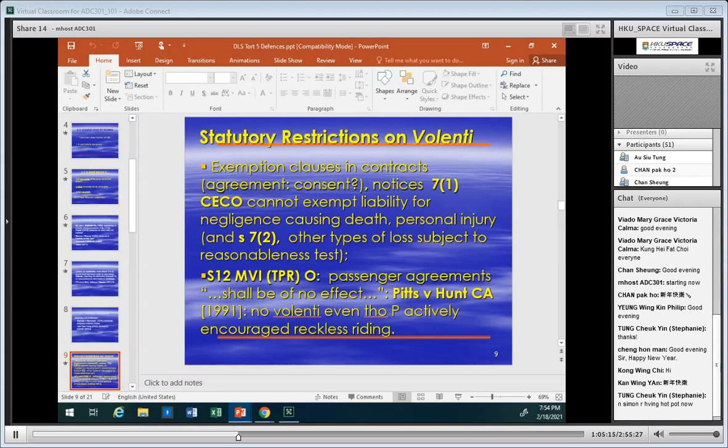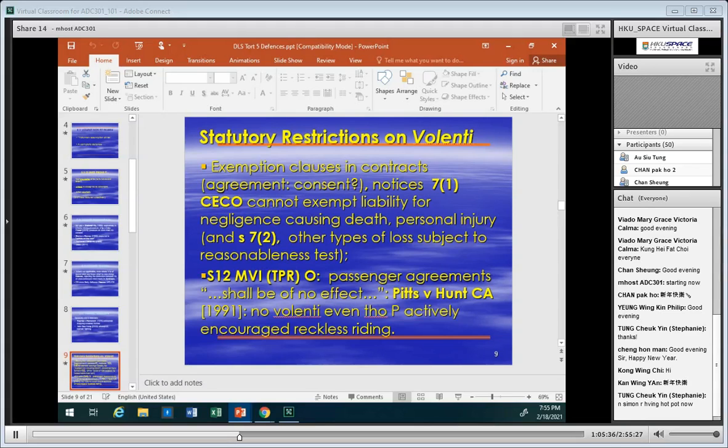it's also relevant to ex turpi causa or illegality. Okay, so I'm looking to find out where Pitts and Hunt is, because Pitts and Hunt is a case on both Valentine and illegality. Pitts and Hunt, by the way, is on page 127. It's actually under the heading Ex Turpi Causa.